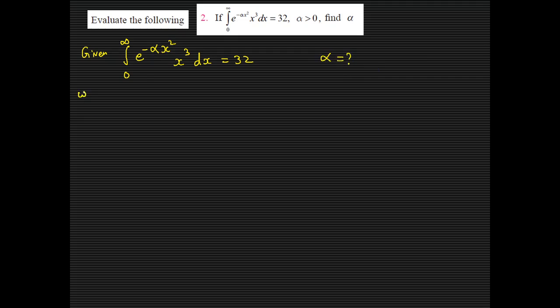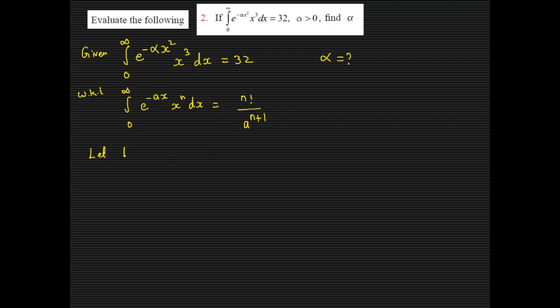Now we know the formula that integral 0 to infinity e power minus ax x power n dx is equal to n factorial divided by a power n plus 1. This is the formula that we know. In order to apply this formula, here we should get only x, but here we are having x square. So we are going for the substitution method.